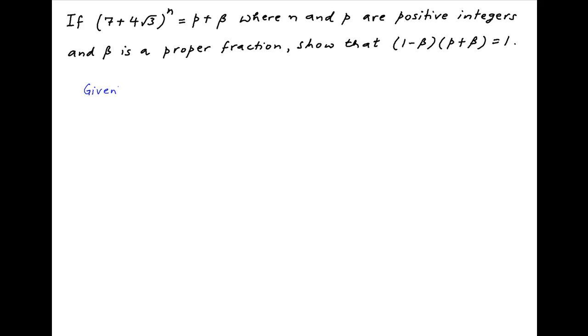We're given that (7 + 4√3)^n = p + β, where p is the integral part and β is the fractional part. Since β is a fraction, it is strictly greater than 0 and strictly less than 1.